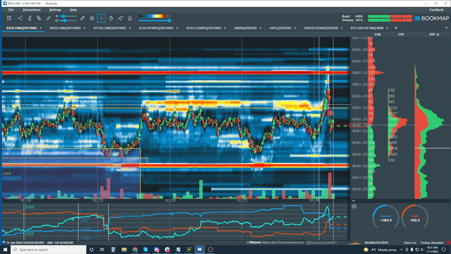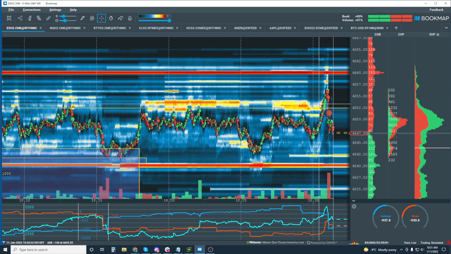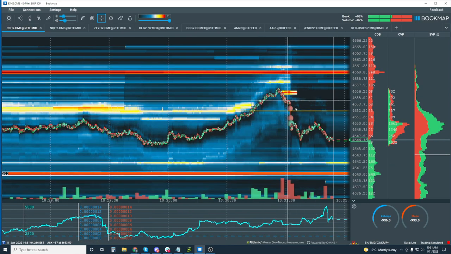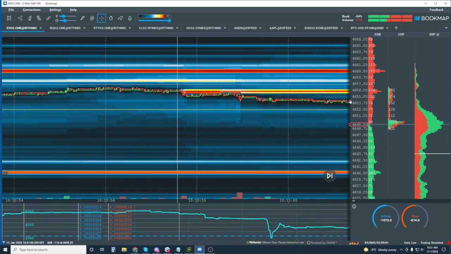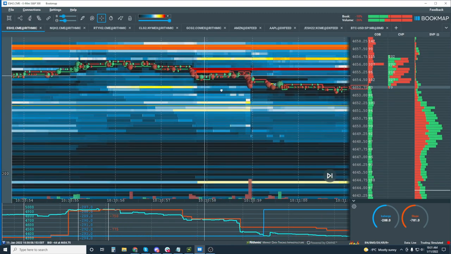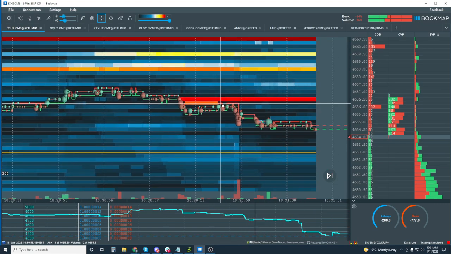This is part of the game. This is part of the markets. And this is what's really frustrating. It's very hard to know when this is going to happen. We got a little bit of insight here, I guess. I should have been more zoomed in. We did have high liquidity here on the offer. The reaction to it was sellers.